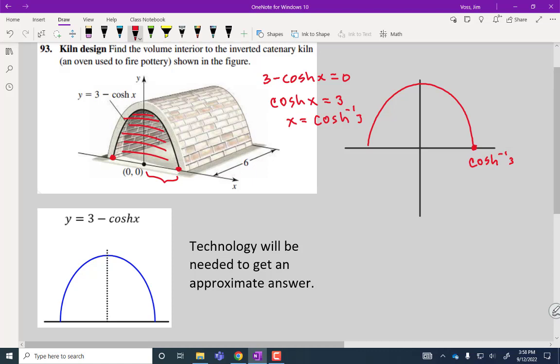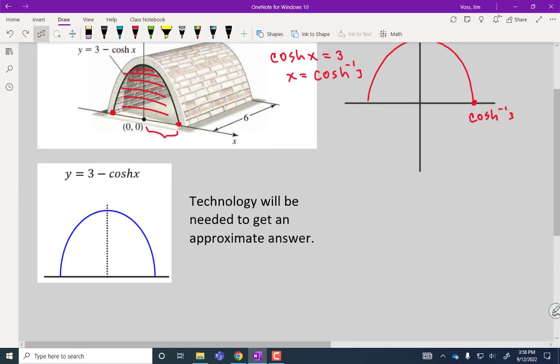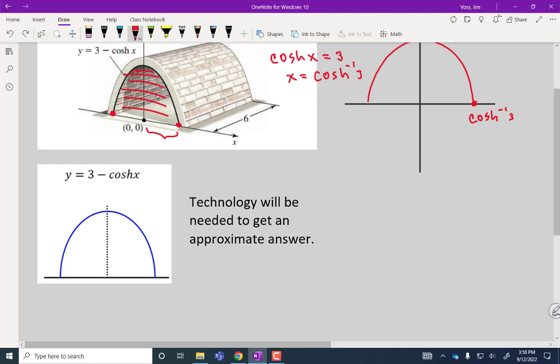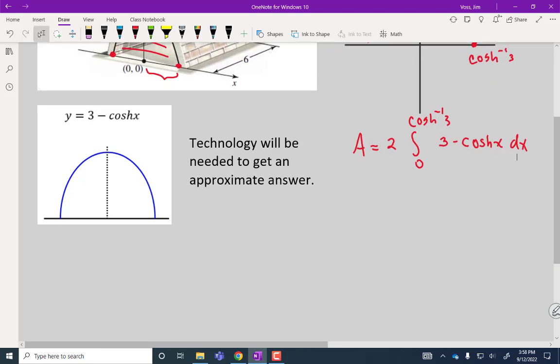So let's set up our integral. Our integral will give us the area of the face. We're going to integrate from 0 to inverse cosh of 3, and we're going to double it. And then we're going to integrate our function, which is 3 minus cosh of x dx. So that'll be the area. So this part we can do by hand pretty easily. This will be 3x minus sinh of x.